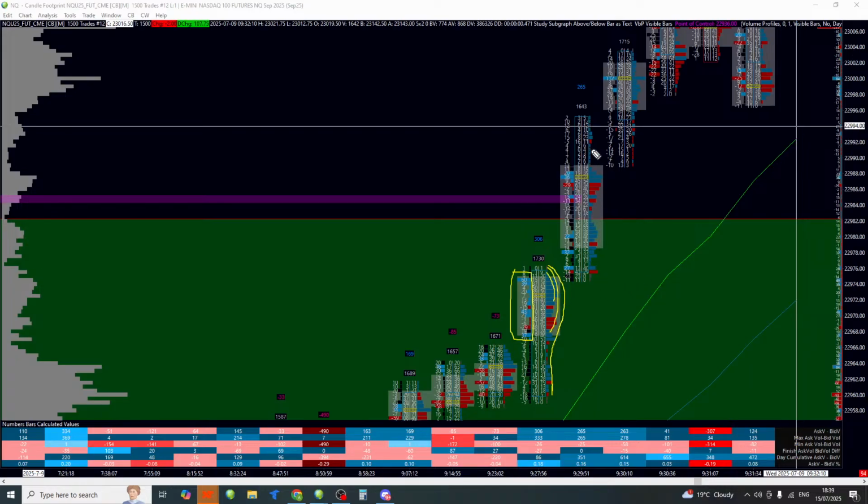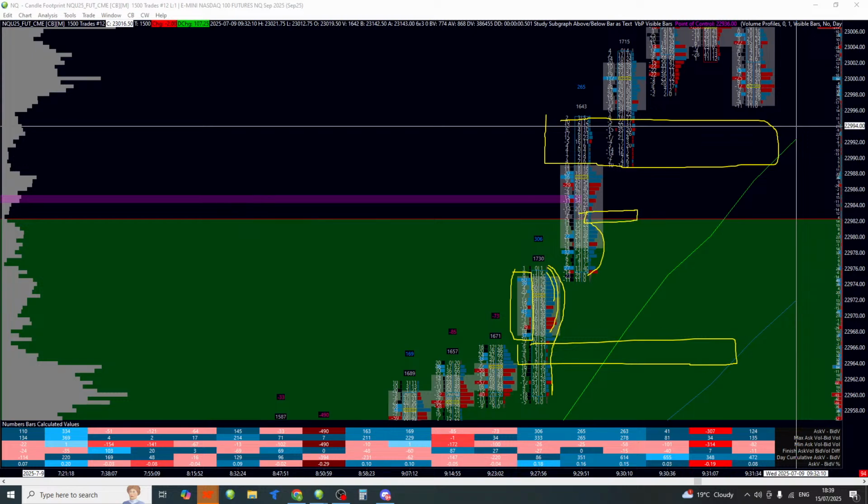So I can see here that there was an area of imbalance here, right? There was an area of imbalance here. Look at where there's low volume. So here there's heavy volume. This is not an imbalance. Here you've got a small imbalance here, right?